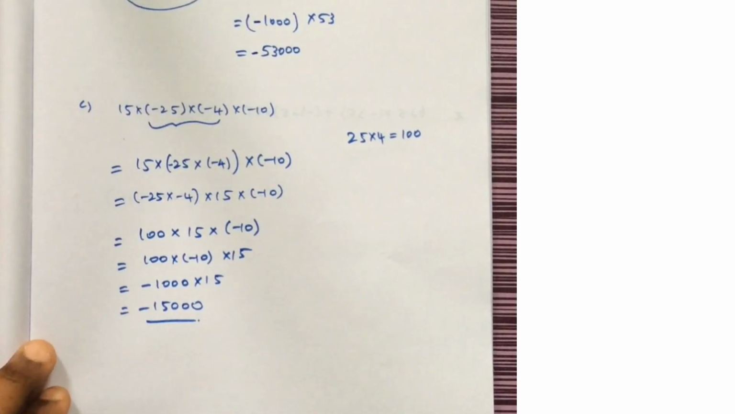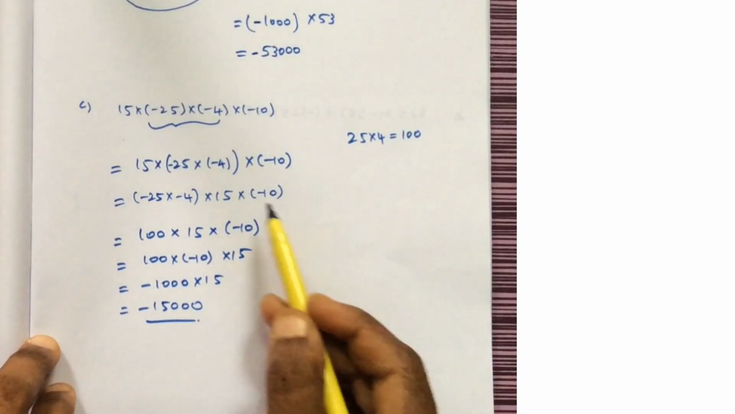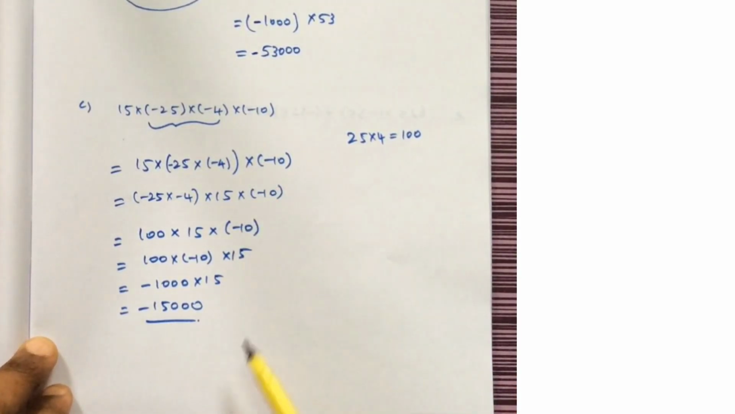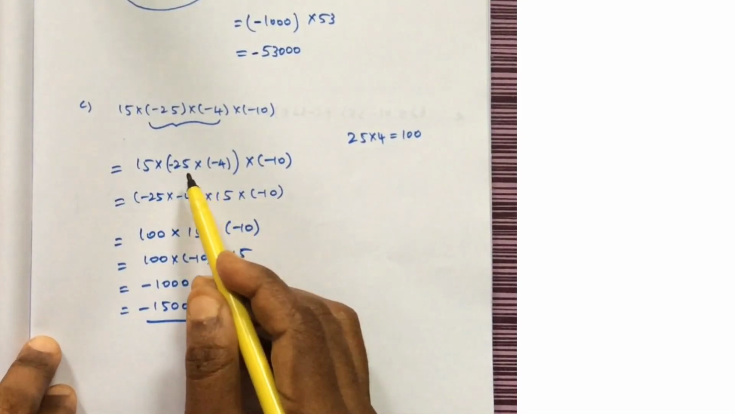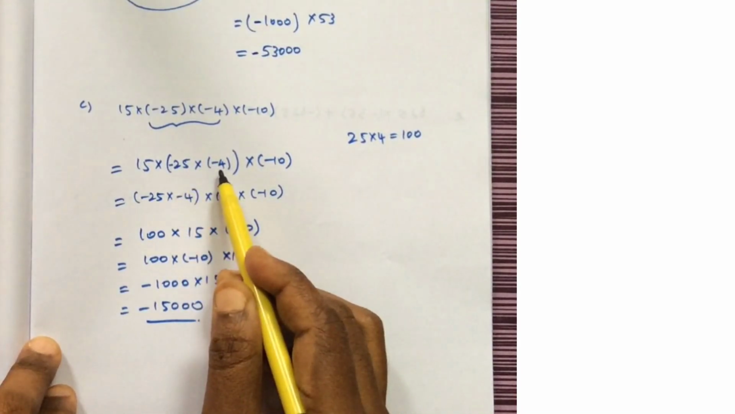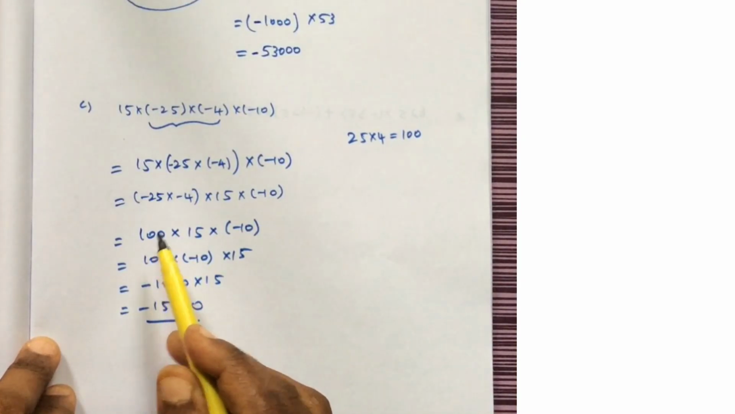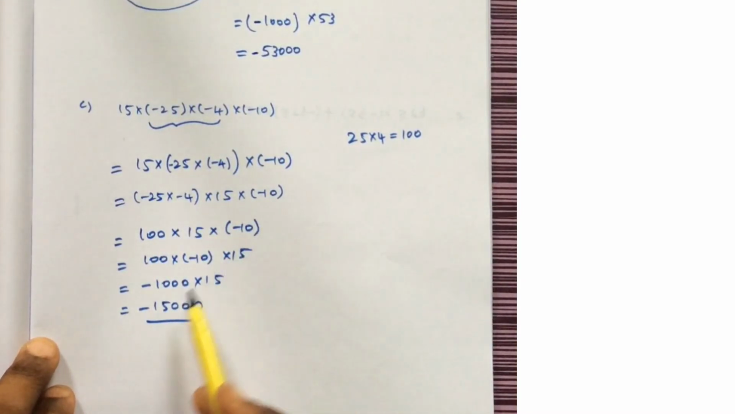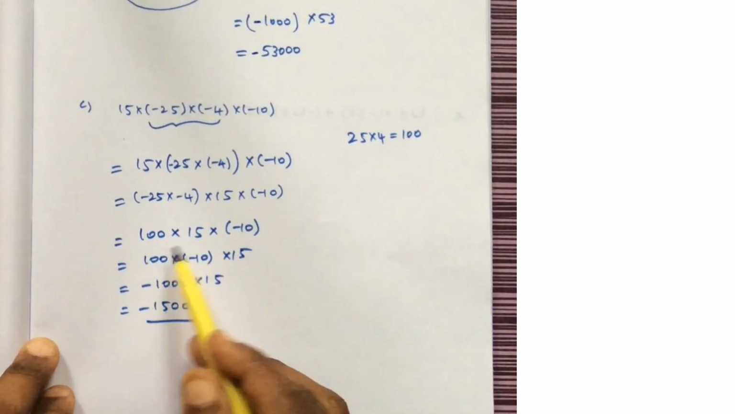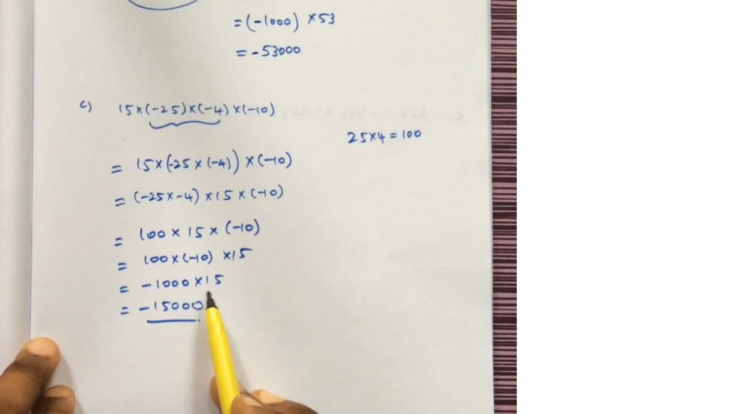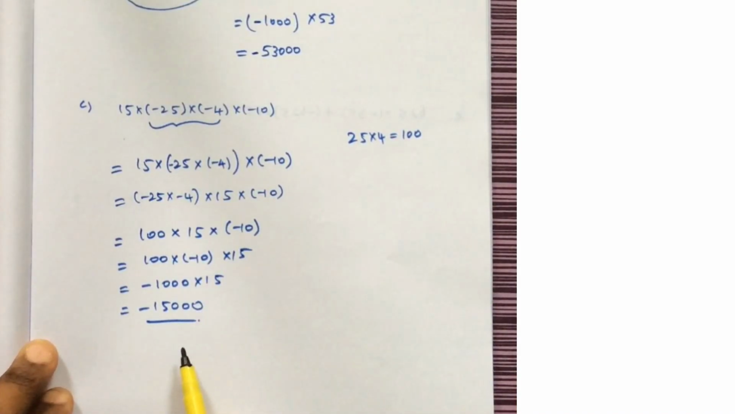Okay, first here we didn't do any complicated multiplication. First thing we did is 25 multiplied by 4 is 100. To this 100 again multiplied by minus 10, that is minus 1000. This is very simple, just count the number of zeros and write, and then multiplied by 15 gives 15,000.